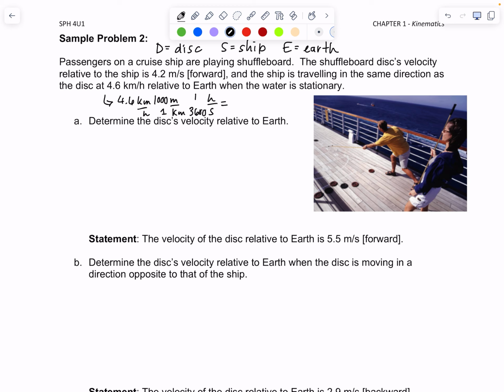Multiply everything along the top, divide by everything along the bottom, report your answer to the same number of significant digits as there are in the original measurement. The numbers 1, 1,000, and 3,600 do not affect the accuracy of this. These are accepted values. They have infinite significant digits. If we punch it into our calculator, we end up with 1.3 meters per second forward.